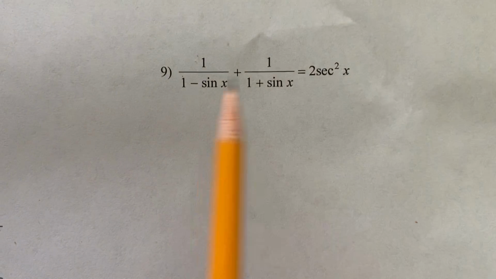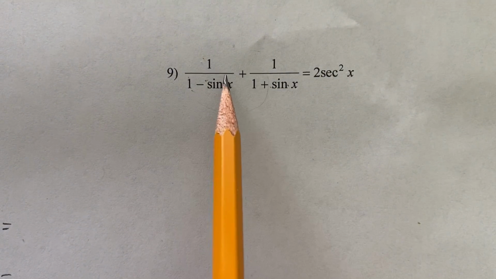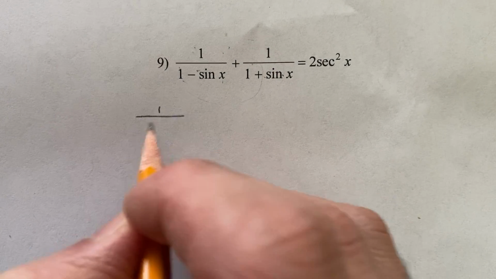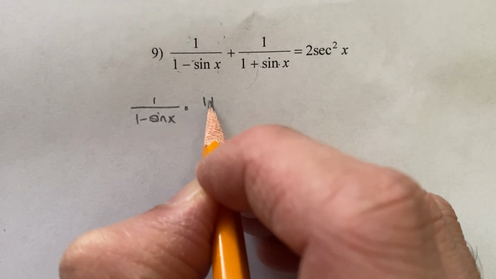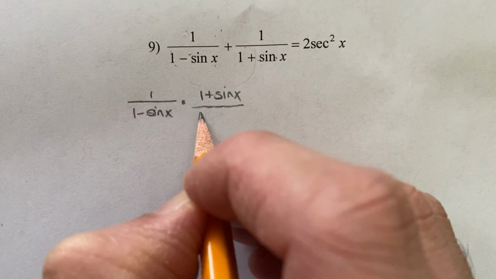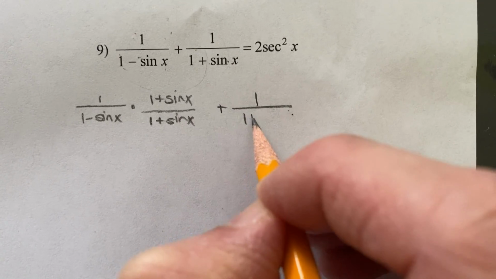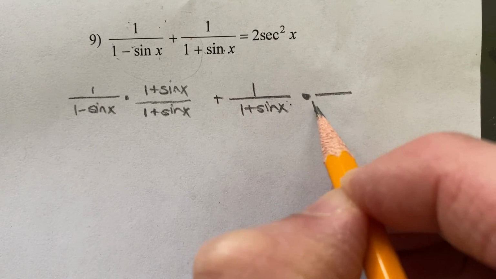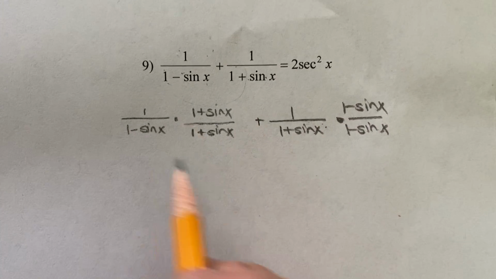You're really just adding these two rational expressions, right? So if I just say, hey, add these two fractions, you would multiply by the missing factor. I'll just show you the work here. 1 minus sine x times 1 plus sine x on top and bottom. And for this guy right here, the missing factor is 1 minus sine x. Okay, so this goes back to chapter 6.